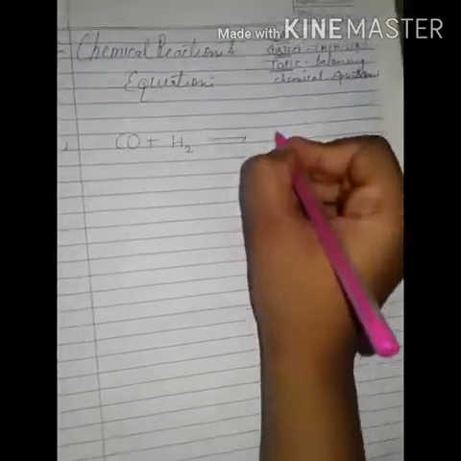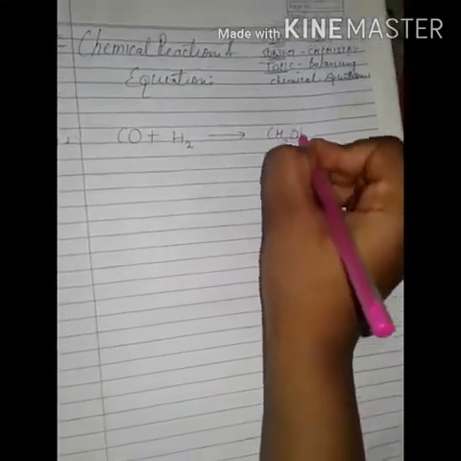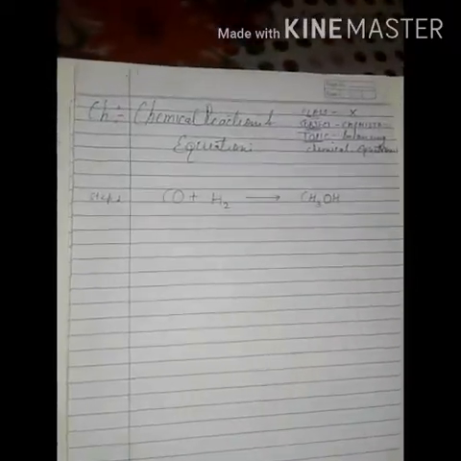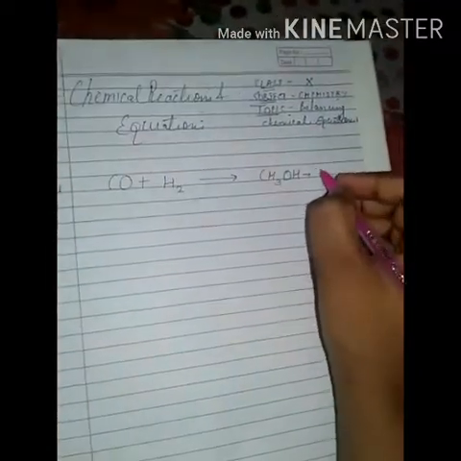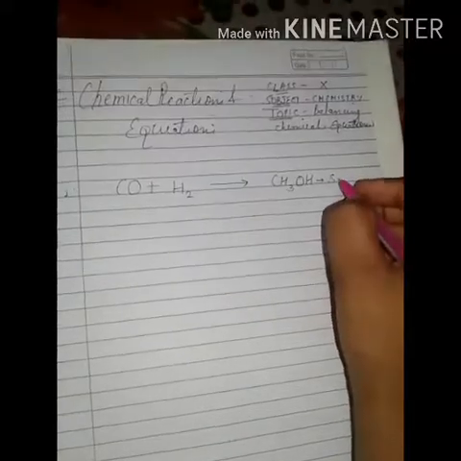to produce CH3OH. This is known as methanol. Suppose this equation is given to us. The given equation is often said to be a skeleton equation.